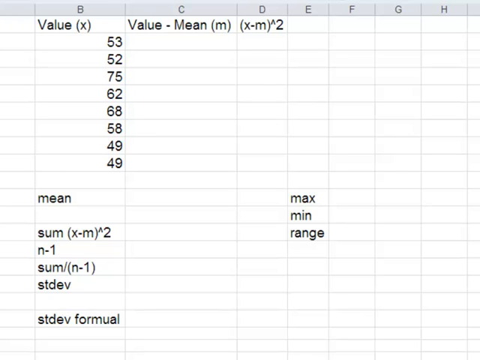Okay, so as I promised, I'm going to show you standard deviation, the same problem we did last week, with the times in seconds here. And so we want to calculate the standard deviation.